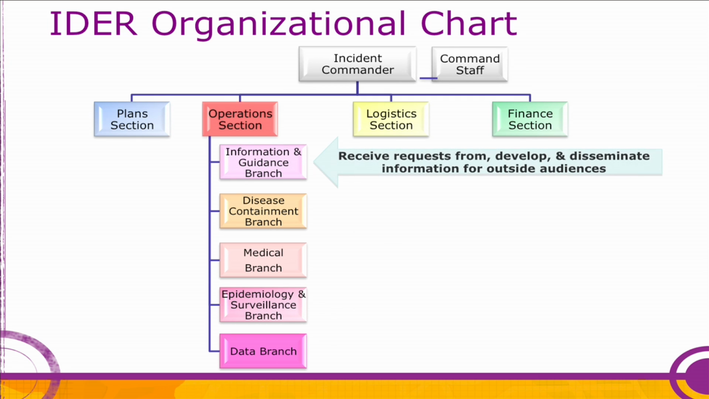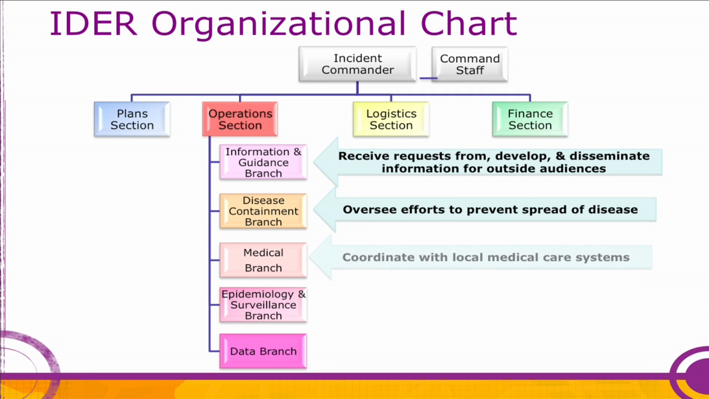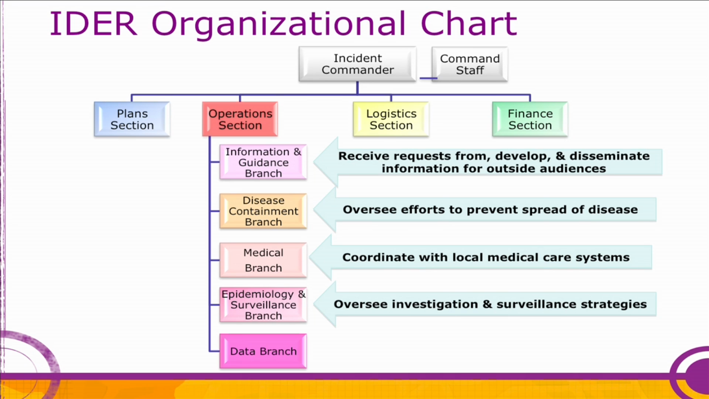The Information and Guidance branch, for example, creates and disseminates information for the general public, clinicians, and other audiences. The Disease Containment branch is responsible for implementing strategies to prevent the spread of disease, like mass prophylaxis and community mitigation. The Medical branch is responsible for coordinating with local medical care systems. The Epidemiology and Surveillance branch is responsible for overseeing investigation, surveillance, and lab testing. And the Data branch is responsible for analyzing information about the emergency.